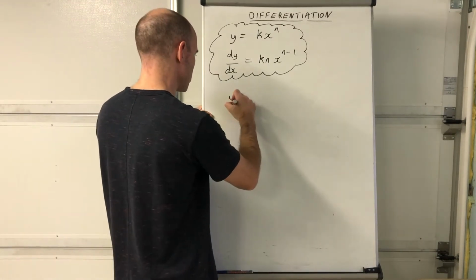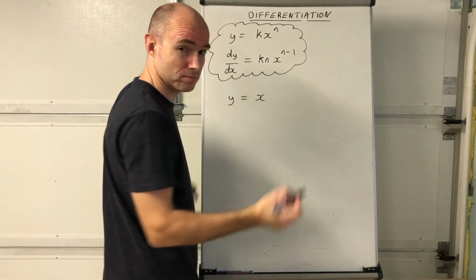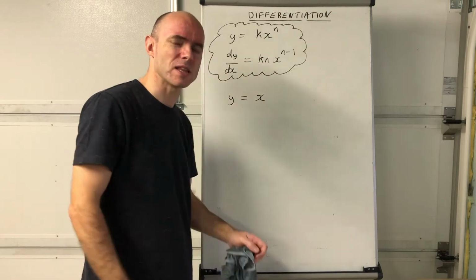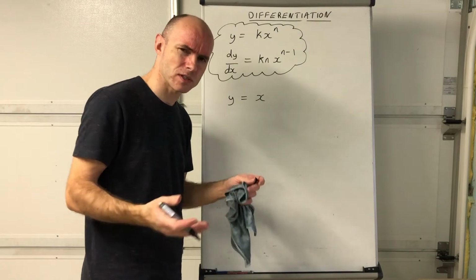Suppose we look at this function here, y equals x to the power of 1, which is just y equals x, okay? In my previous video, I didn't consider that. I said at the beginning something along the lines of working out gradients of straight lines is easy, okay? Because you did that at GCSE.